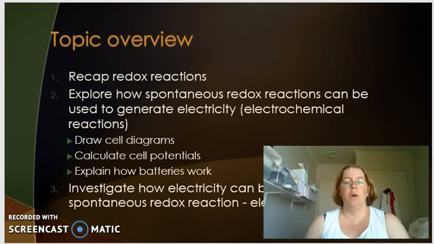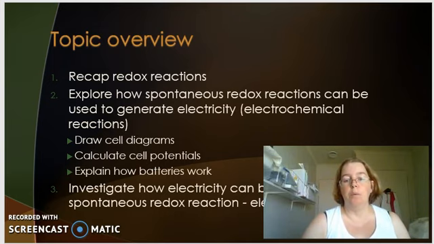So this standard includes some revision from last year and also builds on what we've done last year, particularly considering how electricity can be generated from a redox reaction and how it can be used to force a non-spontaneous redox reaction to occur. That process is called electrolysis, and we're going to go through those in some detail. By the time we get to the end of this standard, what we're looking at is a comparison between spontaneous and non-spontaneous redox reactions.